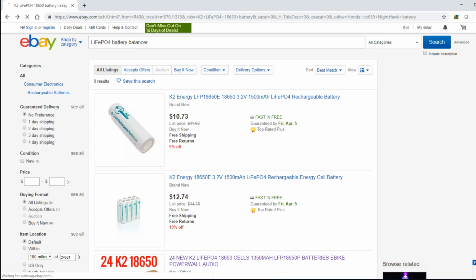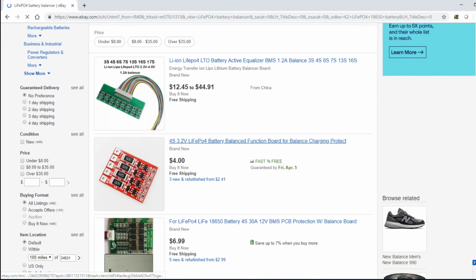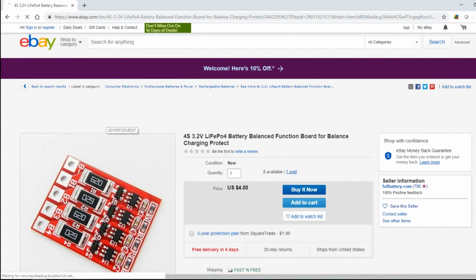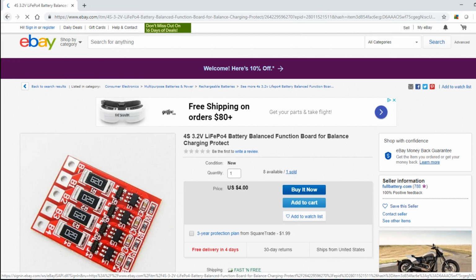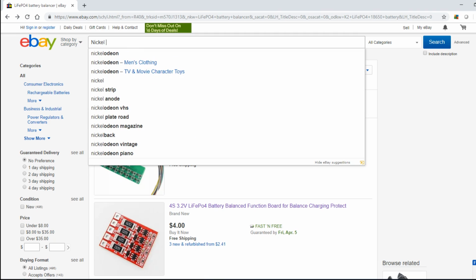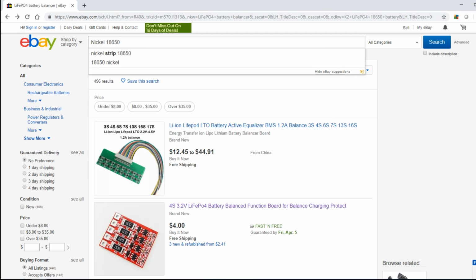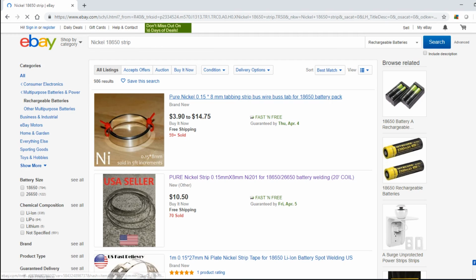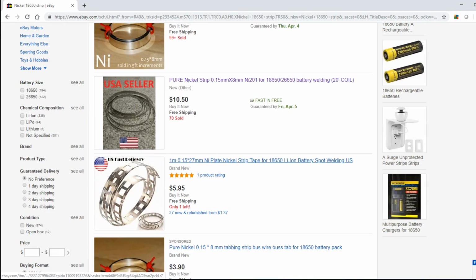The first is a battery management system, or BMS. In the drone world, we call this a battery balancer. It keeps the cells at the same voltage so that they don't overcharge or over-discharge. Then the other thing I'm going to need is a nickel strip. This is to connect the cells together. I can use wire, but the nickel strip is just much more convenient and more compact.